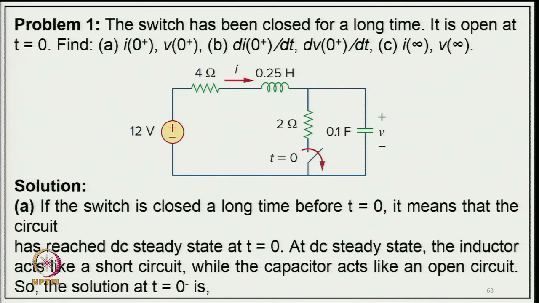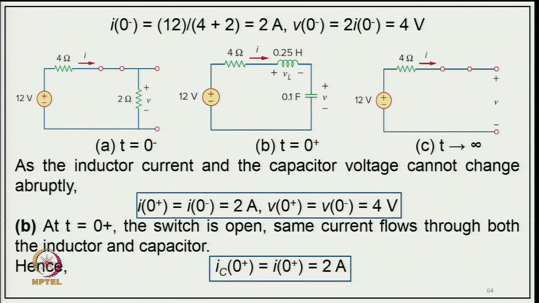So, the solution will be: if the switch is closed for a long time before t equal to 0, it means that the circuit has reached steady state at t equal to 0, and at DC steady state the inductor acts like a short circuit, while the capacitor acts as an open circuit. So, the solution at t equal to 0 minus: i(0) equal to 12 upon 4 plus 2, and this will be 2 ampere. Current is 2 ampere, and v(0 minus) will be 2 i(0), the voltage across this 2 ohm resistance, that will be 4 volt, and that is exactly the voltage across this capacitor.